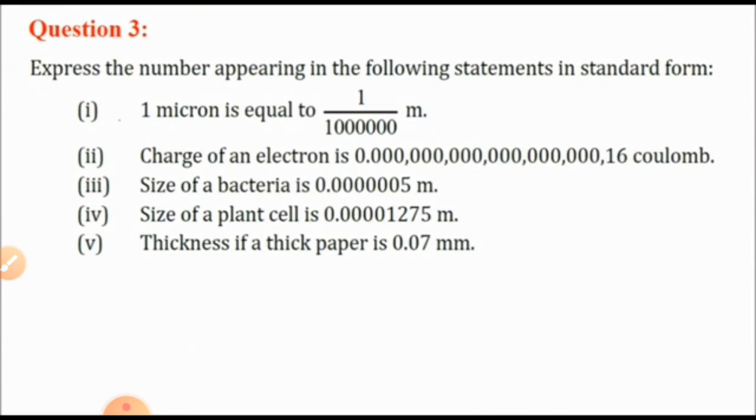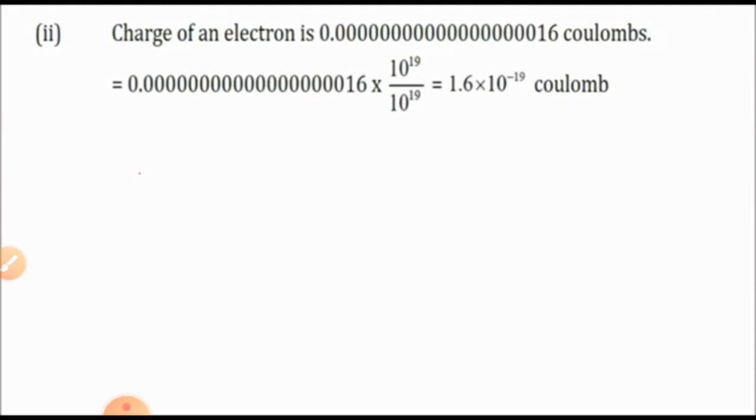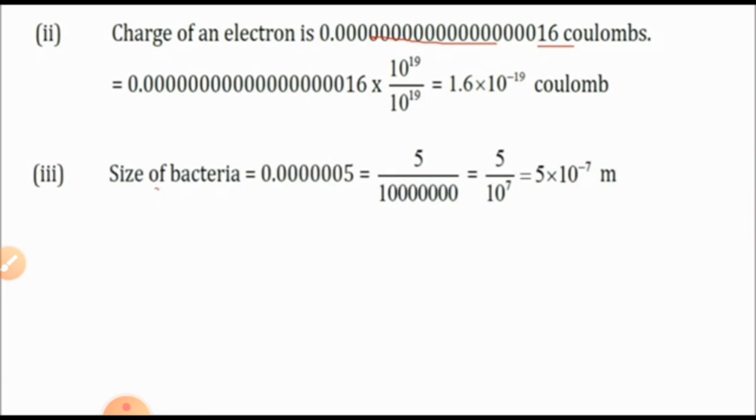Yes, question number 3. Express the number appearing in the following statements in standard form. 1 micron is equal to 1 upon 10 raised to 6. Is it right? Yes, it is right only. So 1 into 1 upon 10 raised to 6, or you can say 1 into 10 raised to minus 6 meter. Charge of an electron. If you are studying the science, these types of numbers you have to remember. 1.6 multiplied by 10 raised to minus 19 coulomb.